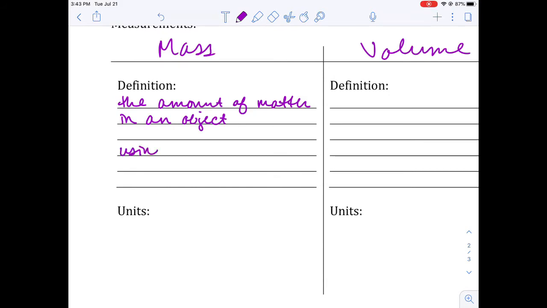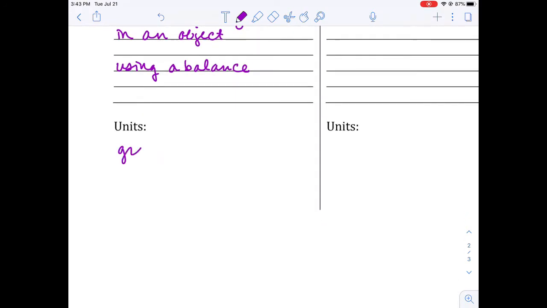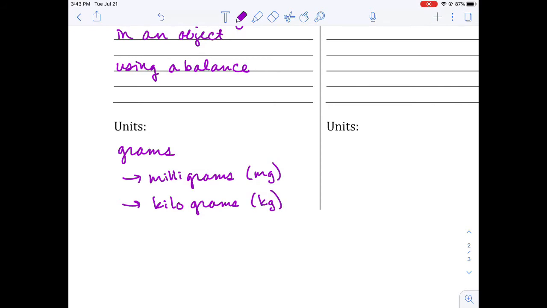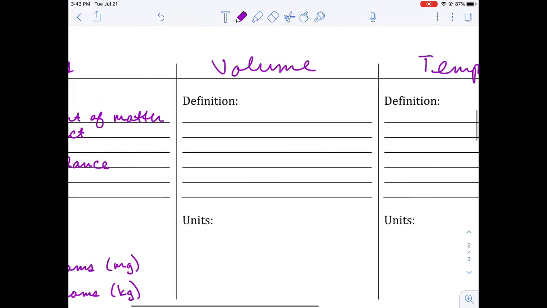We can measure mass using a balance when we are in lab. Now, our units for mass are based on grams. Using our metric prefixes, we can also have milligrams, which is 1,000th of a gram, or we can have kilograms, which are 1,000 grams.